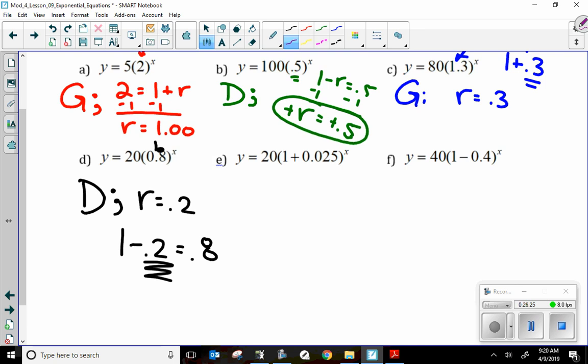Love it. It's already 1 plus. If I see a plus sign here, I know it's growth. And I know that my rate is 0.025, because the rate is what I add to 1. And the same thing for the last one. That is decay, because I am subtracting a number from 1. And the rate is what I'm subtracting, which is 0.4.